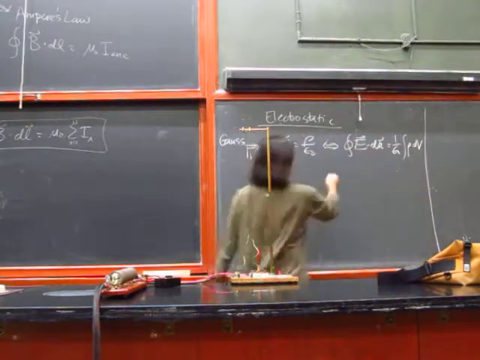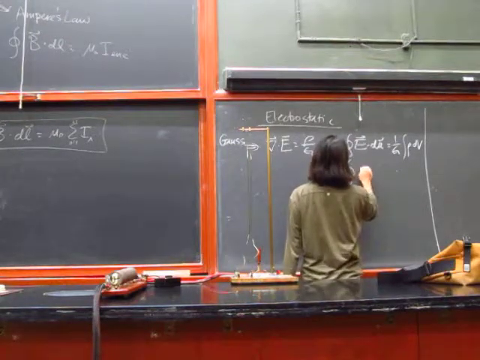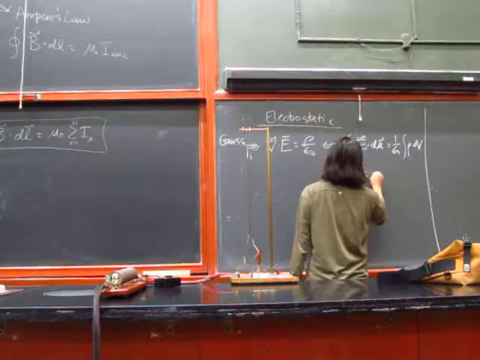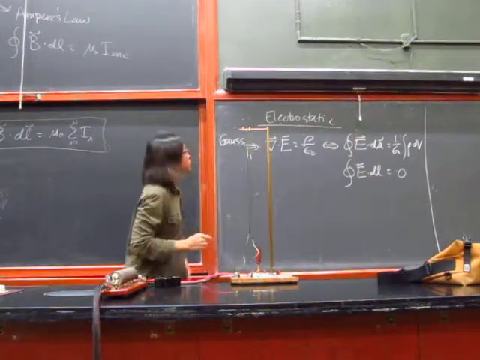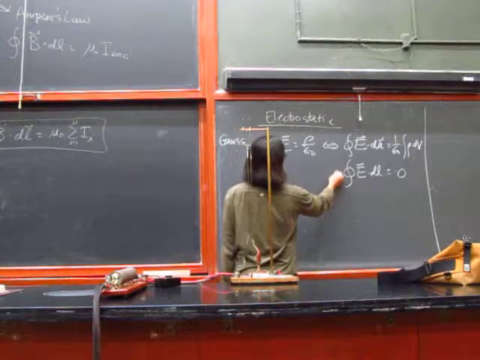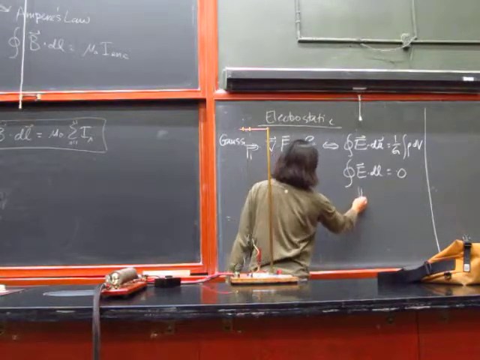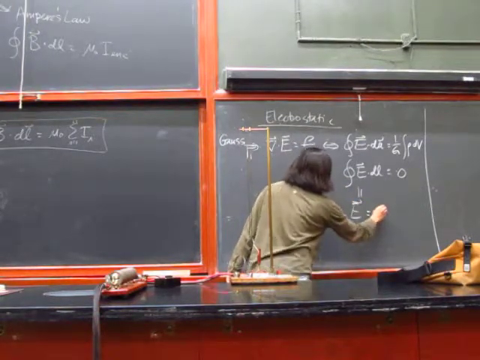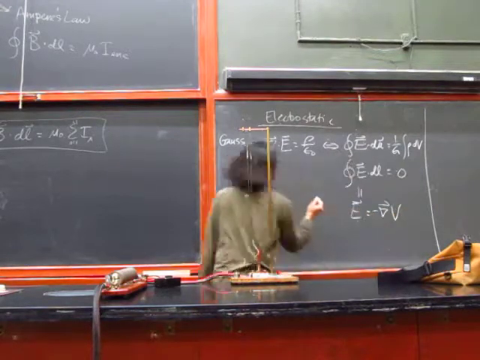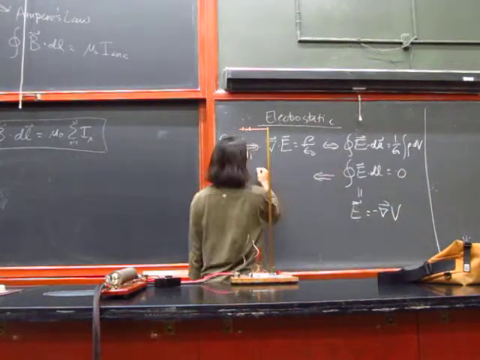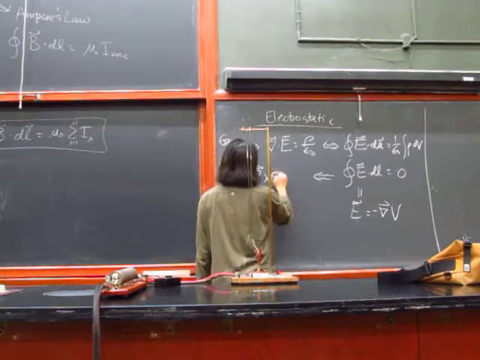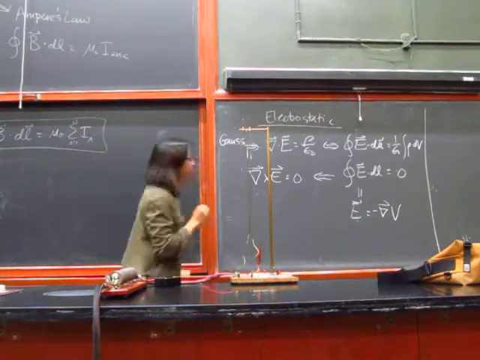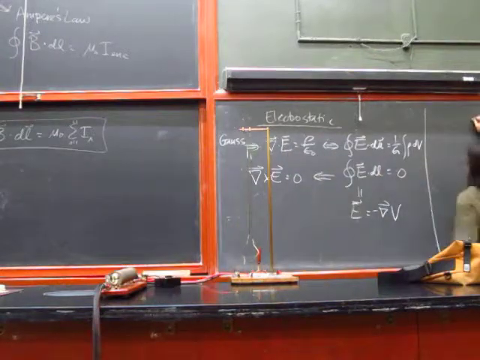And another statement, you're more familiar with this, the integral of E dot dL, right? This is the two equations. And this is equivalent to saying that the electric field is minus the gradient of the potential. And this is also equivalent, which we do later on in the lecture, to the curl of E being equal to 0. Okay.